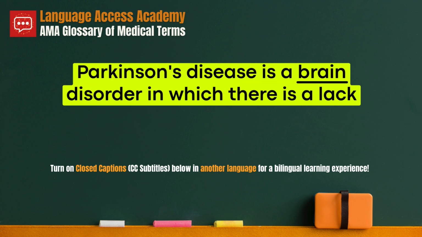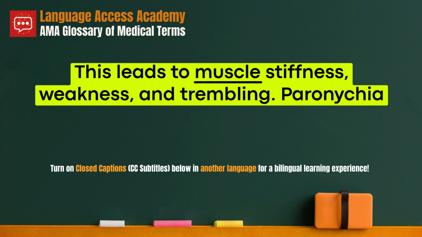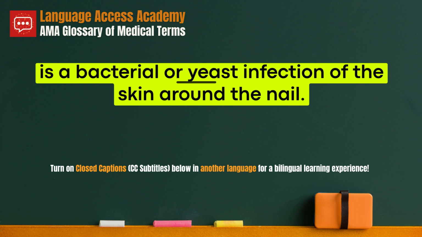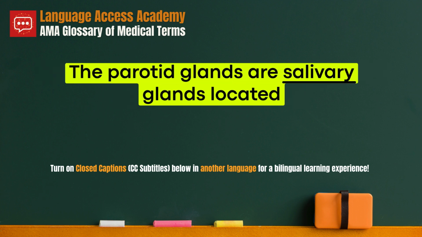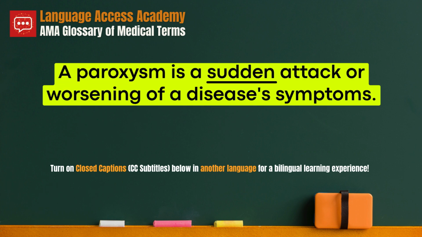Parkinson's disease is a brain disorder in which there is a lack of the chemical messenger dopamine, which helps control muscle movement. This leads to muscle stiffness, weakness, and trembling. Paronychia is a bacterial or yeast infection of the skin around the nail. The parotid glands are salivary glands located in the mouth near the ears. A paroxysm is a sudden attack or worsening of a disease's symptoms.